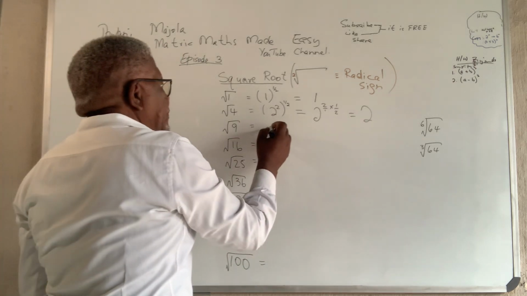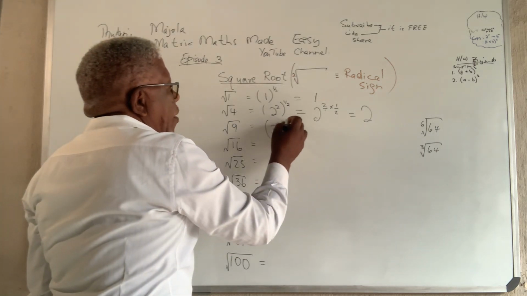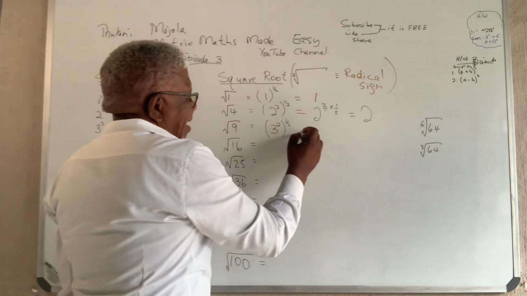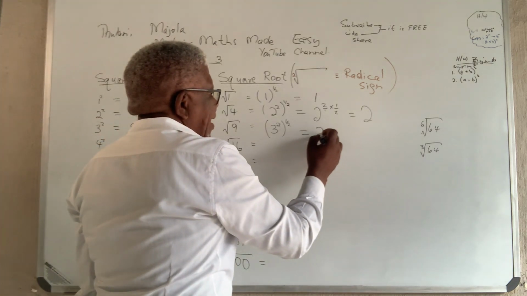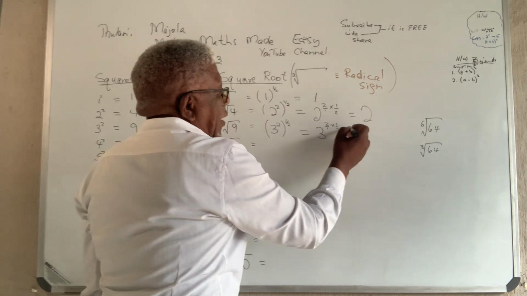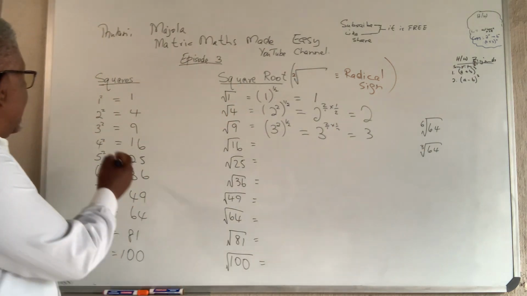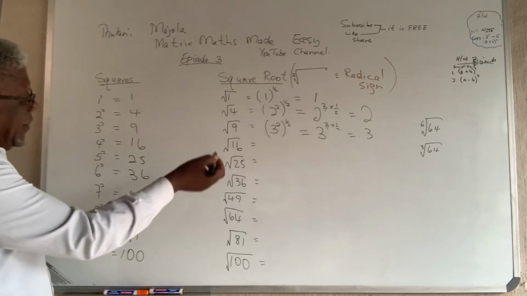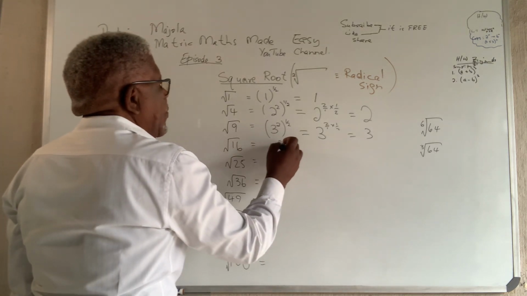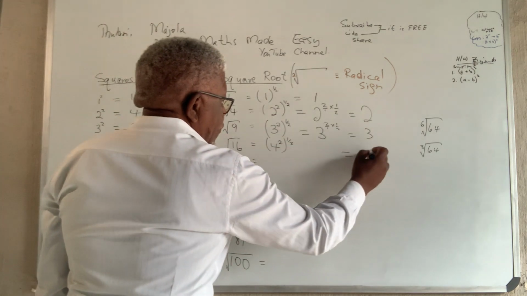Similarly with the 9, 9 is 3 squared to the power of a half, because there's a 2 there. Now this is 3 to the power of 2 over 1 times 1 over 2, and the 2's cancel, and then we remain with a 3. So the square root of 9 is 3. You know, 3 squared is 9. 3 times 3 is 9. Similarly, 16 is 4 to the power of 2 to the power half, which equals 4.